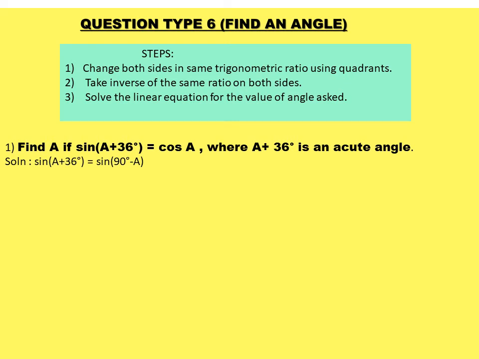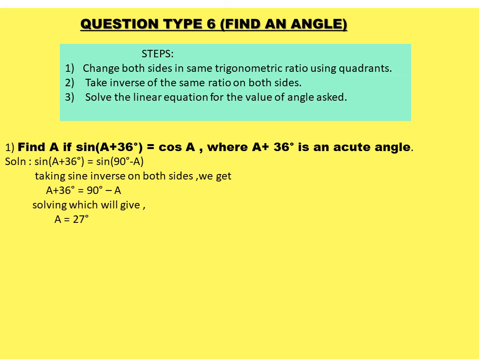Right, now take the inverse of the same ratio. अब जो ratio हमने same किया उसका inverse ले लेंगे both sides पे, तो हम cancel कर देंगे उसे. So you're left with A plus 36 degrees is equal to 90 minus A. You just have to solve this linear equation and you will get the answer. A is equal to 27 degrees.